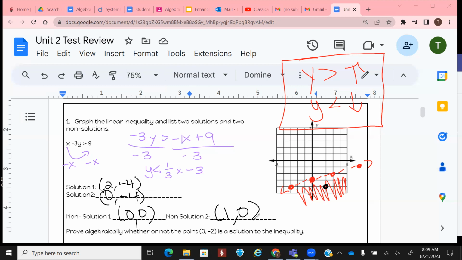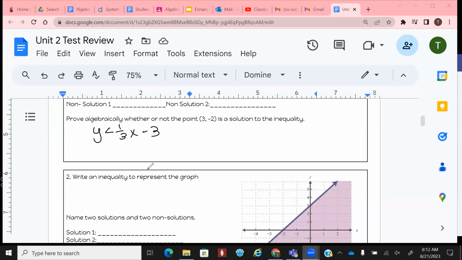Now, that next question asks you to prove algebraically whether or not the point 3, -2 is a solution. So what you're going to do is take this inequality and plug in the point 3, -2 and see if it's a true statement. You can also look at 1, 2, 3, down 2, this point right here, and ask yourself, is that a solution or not? But they want us to prove it algebraically. So take a moment, see if you can plug that in.